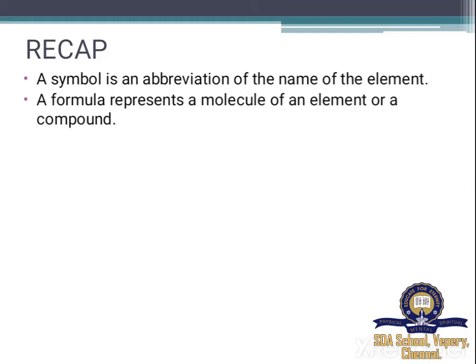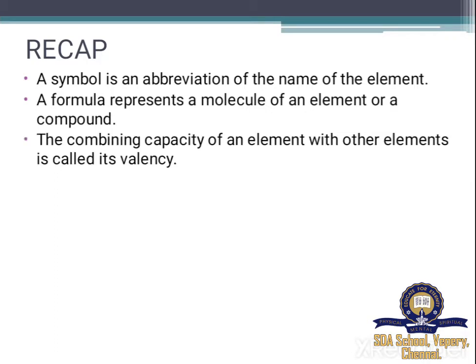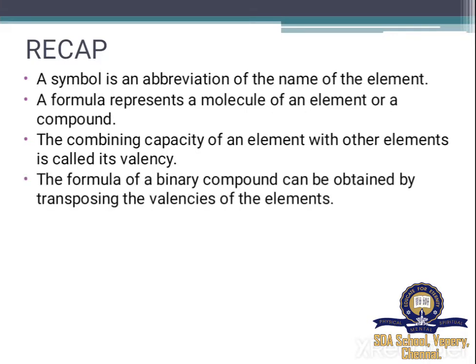Then we talked about valency. The combining capacity of an element with other elements is called its valency. So some elements can have valencies more than one. So they are named as variable valencies. The formula of a binary compound can be obtained by transposing the valency of the elements.